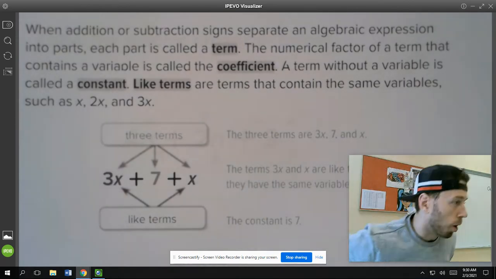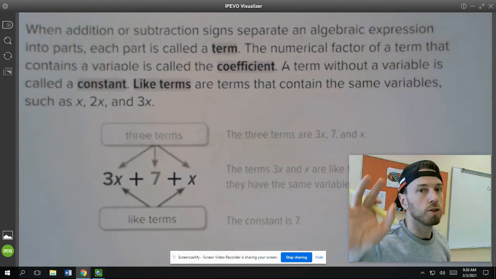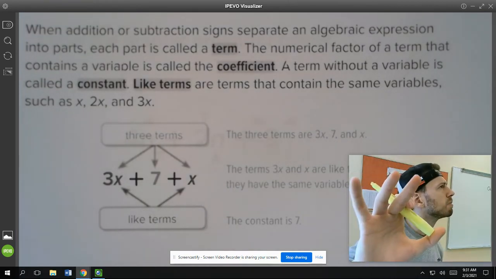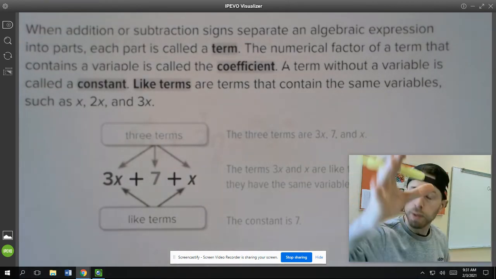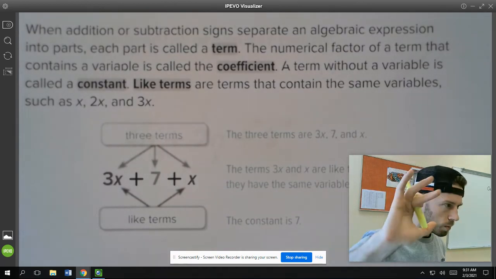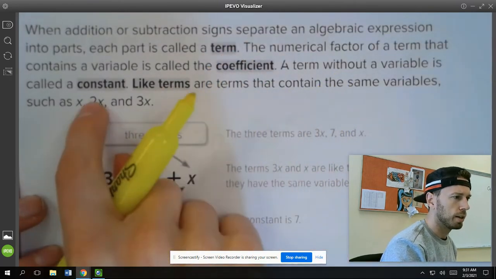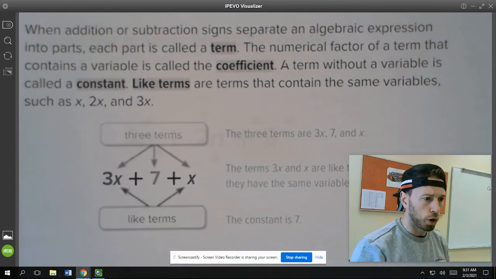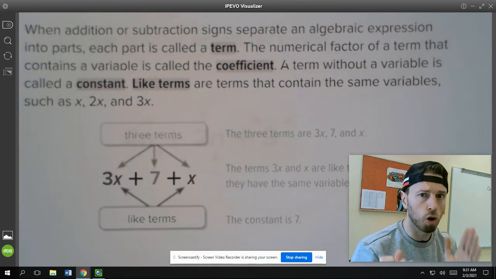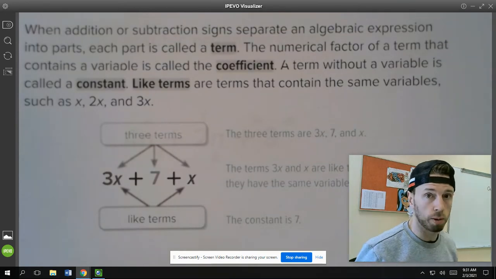Okay. All right. So what we're going to talk about now is kind of like vocab terms. You've heard these words. Okay. That's going to happen again in about 3 minutes, and it's going to still be annoying. We're going to talk about the words term, coefficient, constant, and like terms today. You've heard some of these terms before. I want to go over them again. They're super important. You have to know these words so you know what I'm talking about when I say them.